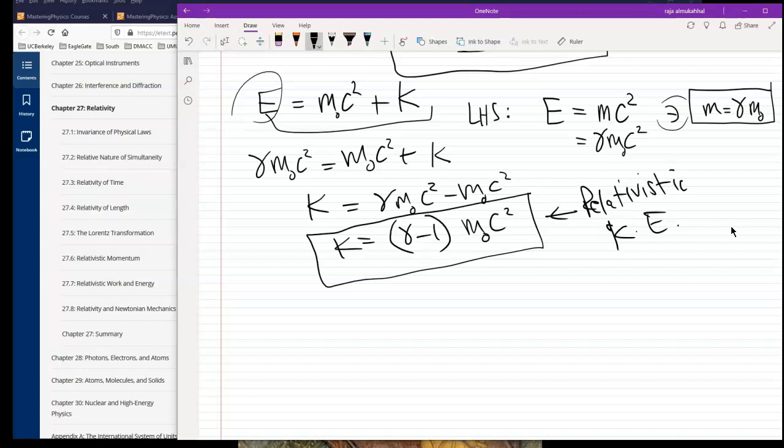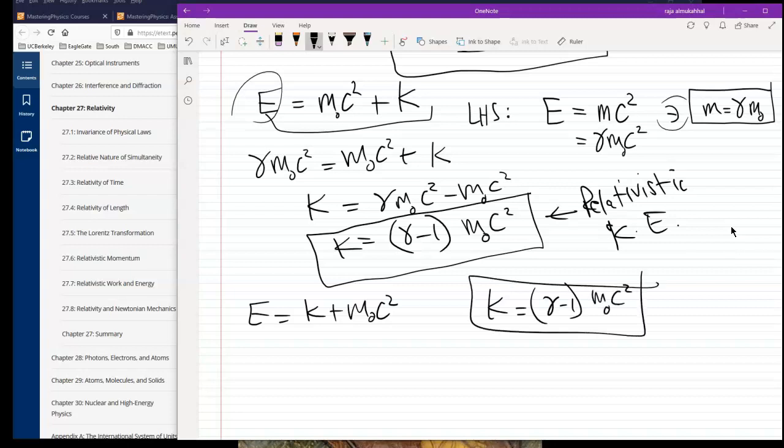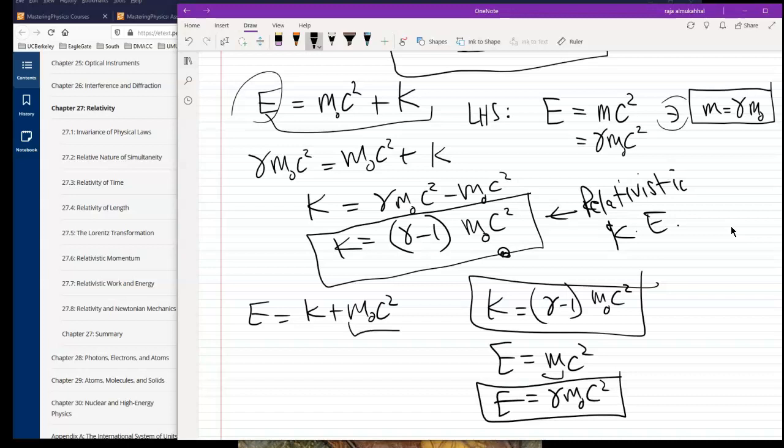So now we have studied the following formula. As far as energy is concerned, E equals kinetic plus rest energy, such that kinetic energy is equal to gamma minus 1 m naught c squared. And E here is equal to mc squared, where m here is the relativistic mass, gamma m naught c squared. And this one is nothing but the rest energy, E naught, which is m naught c squared. Got it so far?